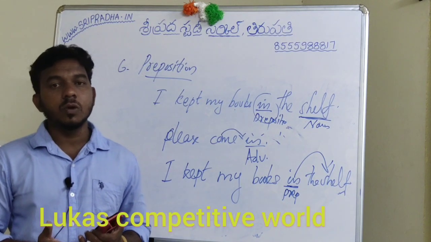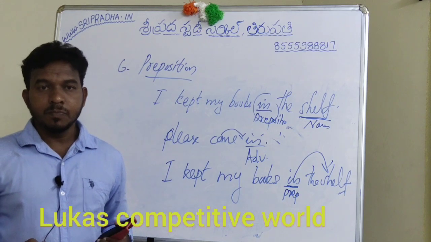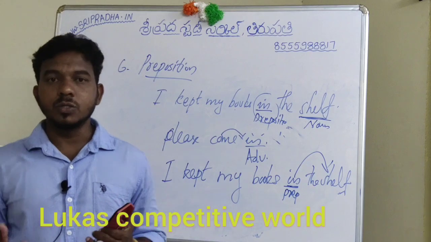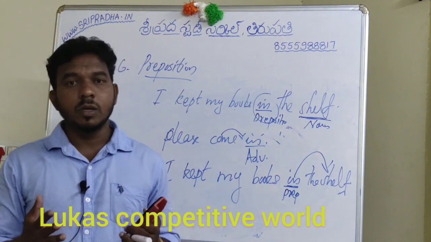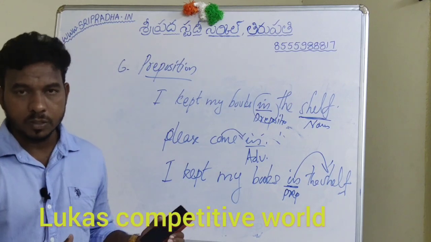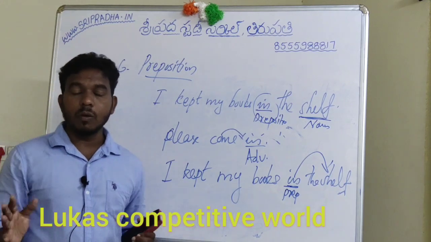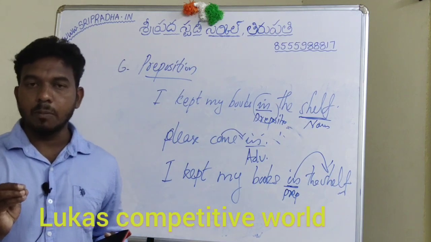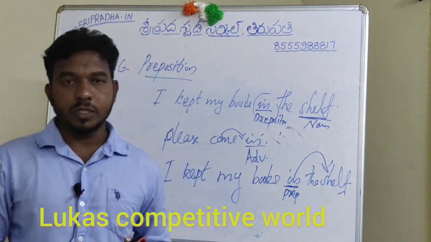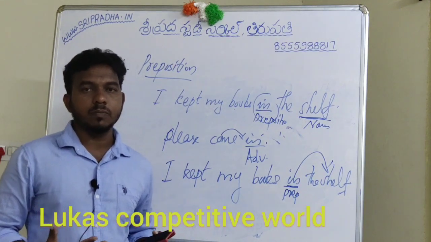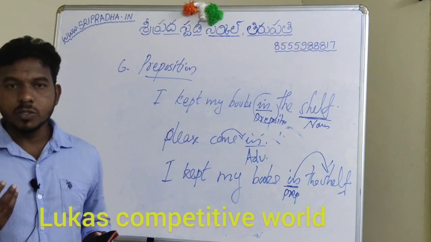And subordinate conjunctions join two clauses, where one should be a subordinate clause and one is a main clause. One subordinate clause and one main clause are combined using subordinate conjunctions. Like, if you study well, you will get good marks. So here if is called a subordinate conjunction.